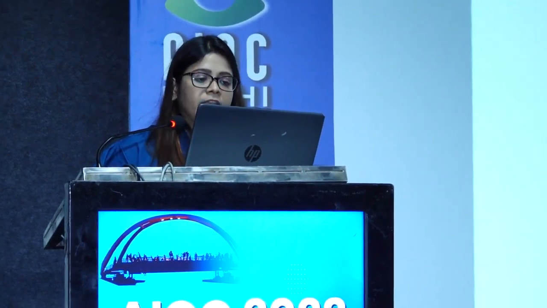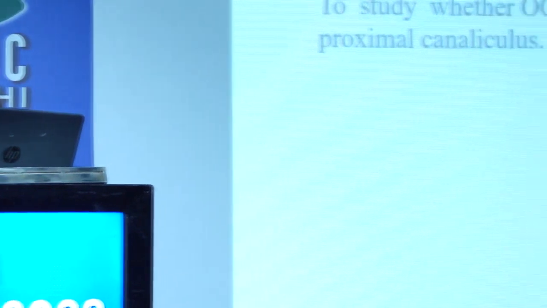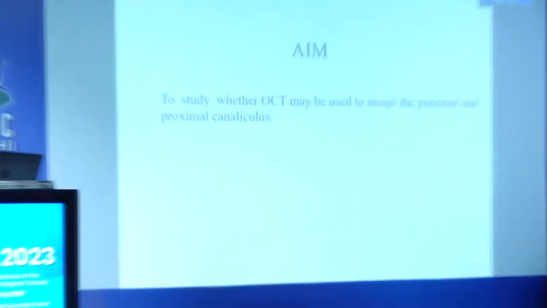The human lacrimal drainage system comprises an upper and lower punctum situated towards the medial end of the eyelids. The lower punctum connects to a 2 mm section of descending vertical canaliculus before turning medially for 8 mm and joining the upper canaliculus and then going into the lacrimal sac. Our aim was to study whether OCT may be used to image the punctum and proximal canaliculus.